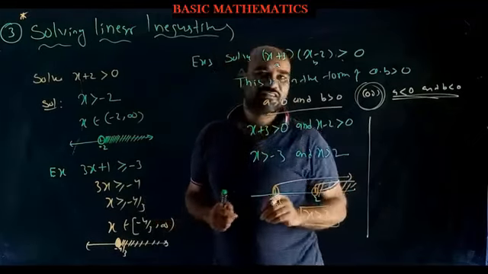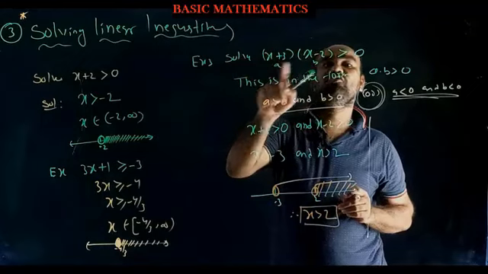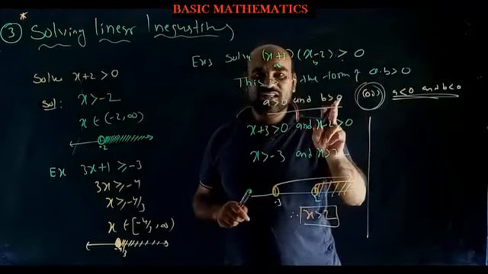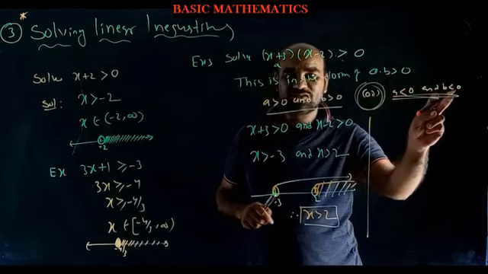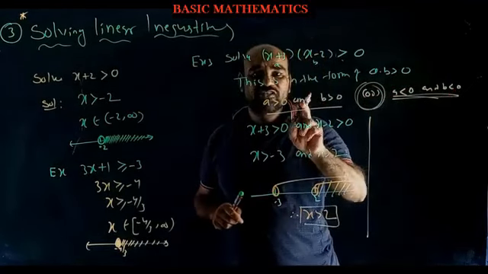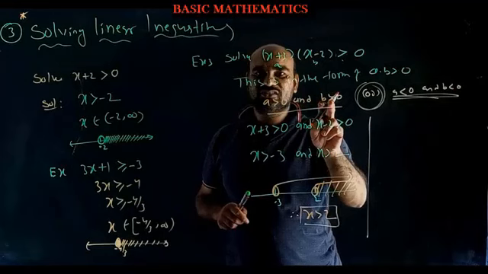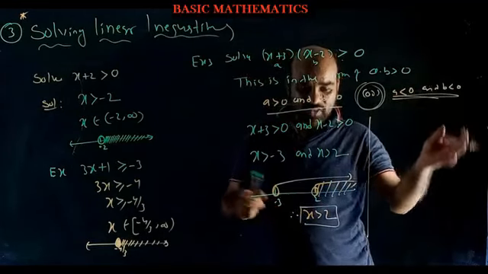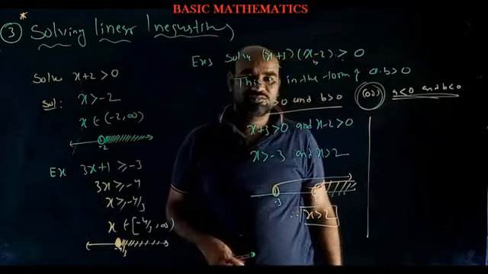Once again, listen. The problem is of the form a into b greater than 0. A into b greater than 0 means a greater than 0 and b greater than 0, or a less than 0 and b less than 0. We want to find x which satisfies a greater than 0 and b greater than 0. And we want to find another x which satisfies a less than 0 and b less than 0. Their union is the required solution.